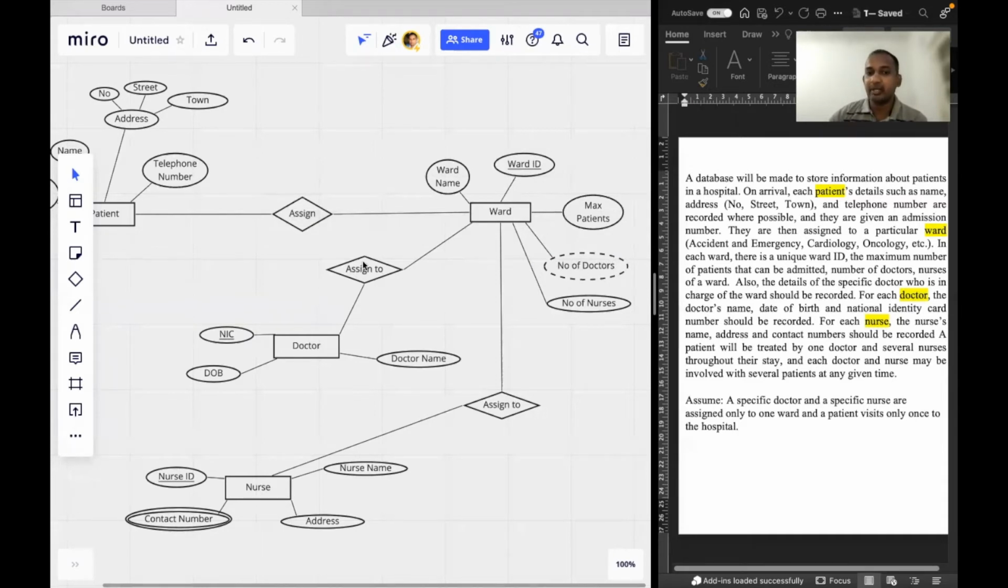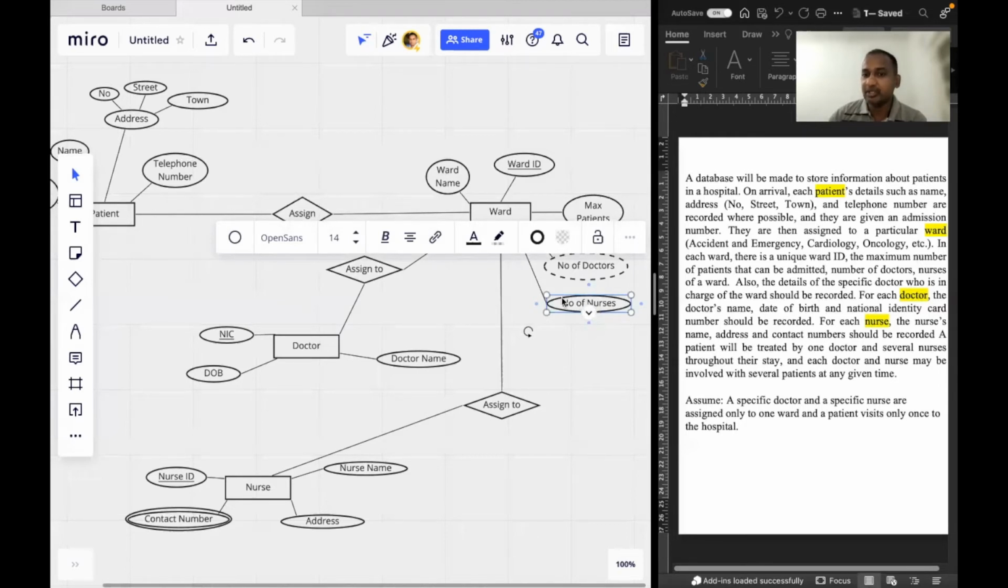Derived means it can be calculated from here. The same thing here, number of nurses. The number of nurses can be calculated by this assigned to relationship. This assigned to relationship has who the nurses assigned to this ward are. Assume that there are 20 nurses available. The information of the 20 nurses is available in this assigned to relationship. Therefore, this attribute value can be calculated by this relationship.